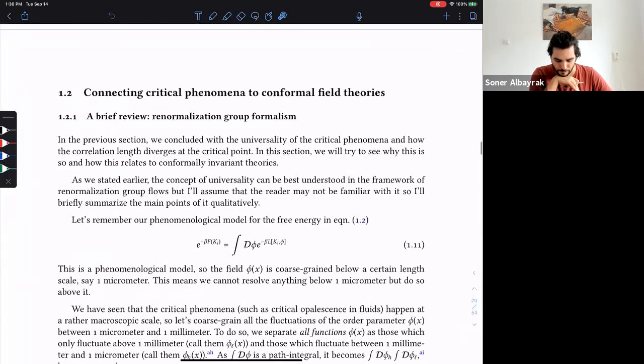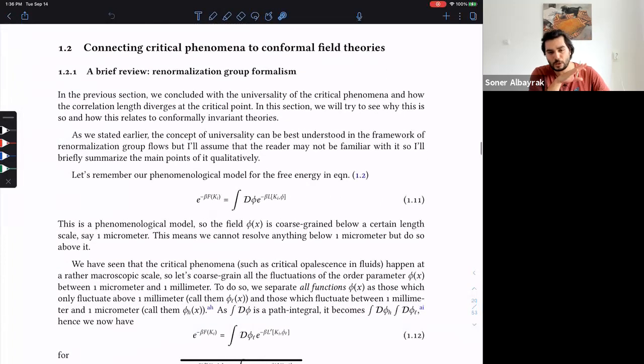Good. Okay. So I will be reviewing it very briefly, glossing over details. Nothing will be rigorous here. The main thing is to motivate why we consider RG, what exactly it is, and how it is useful. So I won't be doing anything detailed.